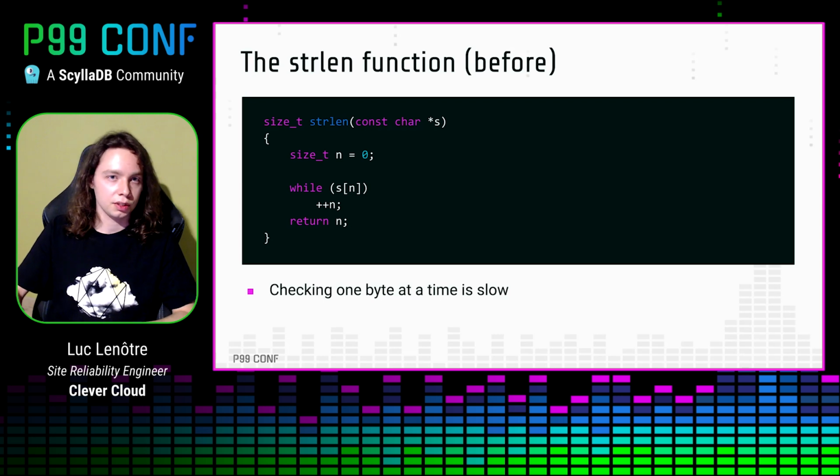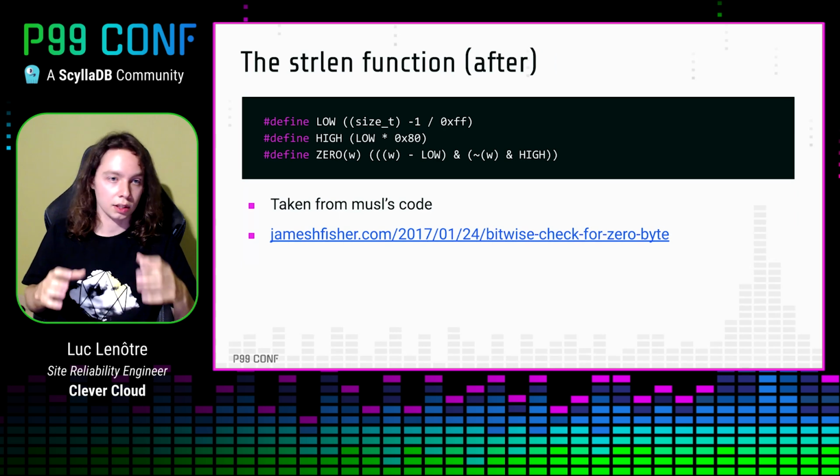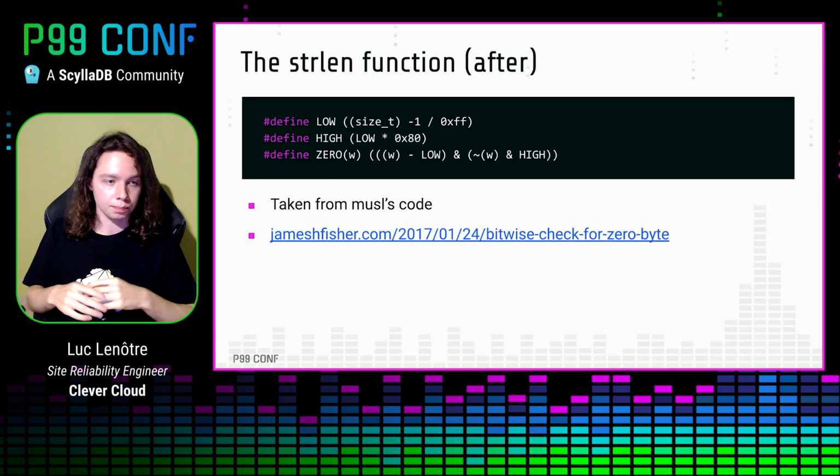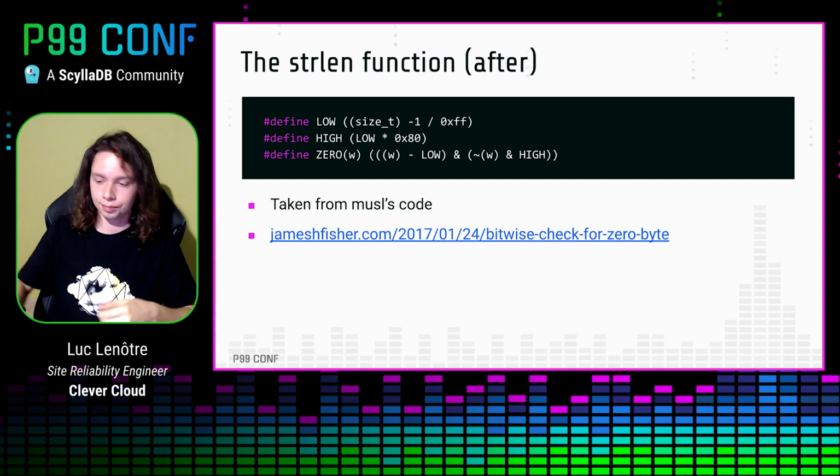To optimize it, I decided to use this solution, which is using code that actually comes from the musl C library. James Fisher has a great article talking about it, but to explain it very quickly, it's basically taking 8 bytes at a time and using a bit mask to check if there is at least 1 byte that is equal to 0.